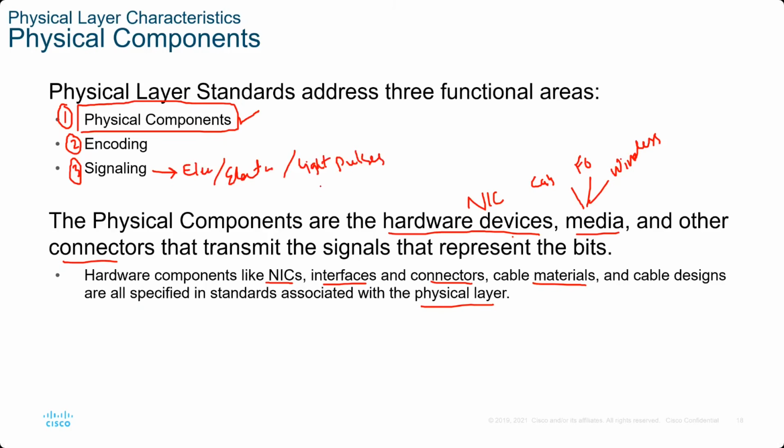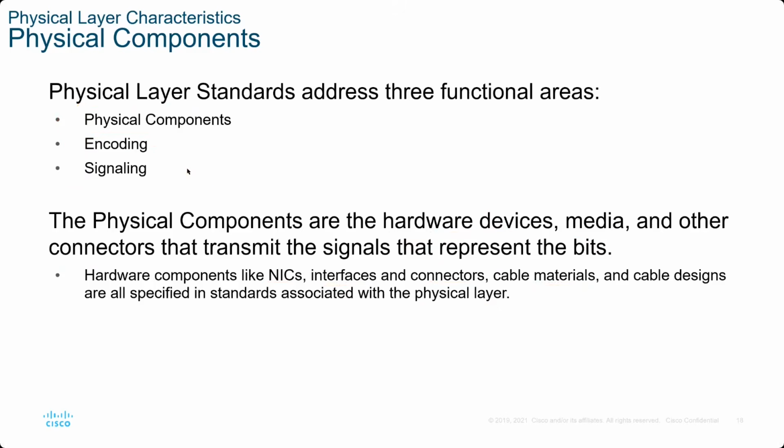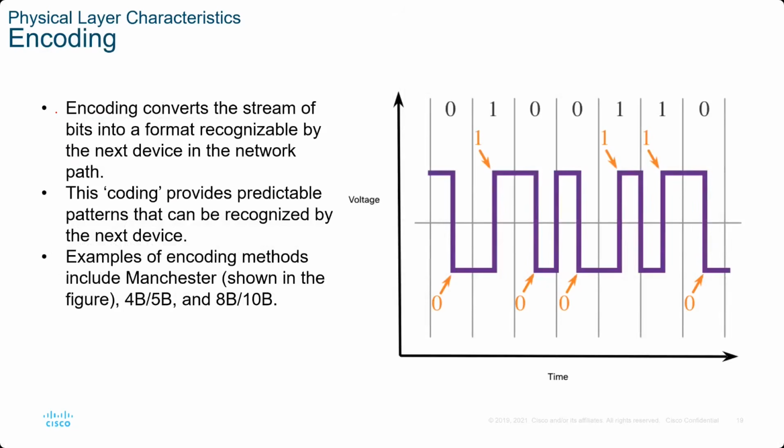That's more like encoding. Okay, so I'm leaving the encoding for the last. At signaling, you select what type of signal you would be sending. But encoding is more interesting. Let's talk about the encoding first. Encoding converts the stream of bits into a format recognized by the next device in the network.